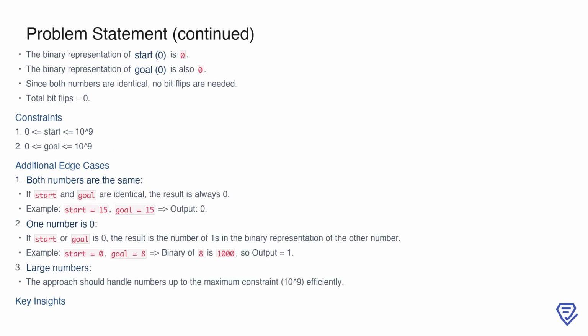Now let's look at the third example. Here, both start and goal are equal to 0. The binary representation of 0 is simply 0, and since both numbers are identical, no bits need to be flipped. As a result, the output is 0.